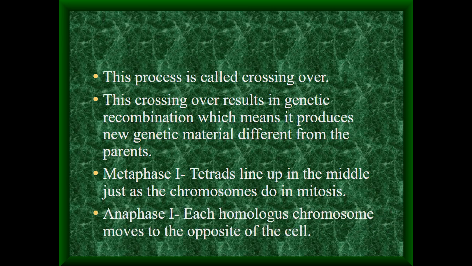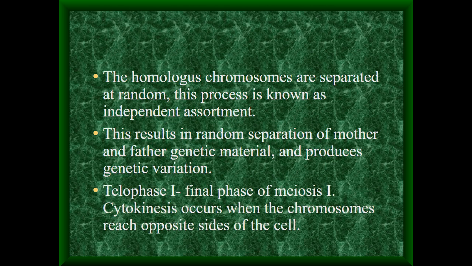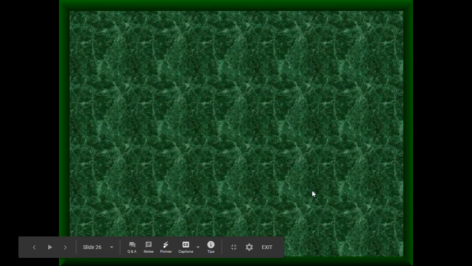So in metaphase 2, the centromeres line up. In anaphase, they split and move to the opposite side of the cell. Then they're separated at random. The result of random separation of mother and father genetic material produces genetic variation. So this is what we have when we combine our sperm and egg together to create something new.